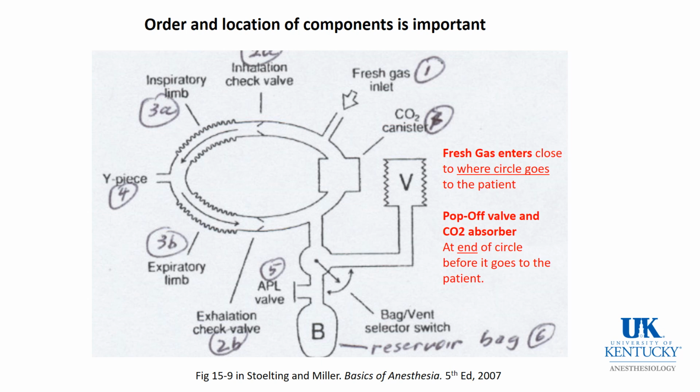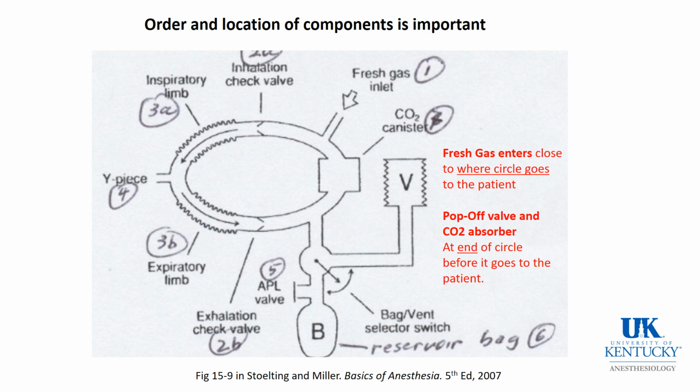Sometimes they ask questions about the key components. This is a CO2 canister. This is the exit from the CO2 canister headed out of the machine. We have our inhalation valve, and then the tubing that goes to the patient, the Y piece, the tubing that comes back, the expiratory valve, and then it goes back to the CO2 canister.